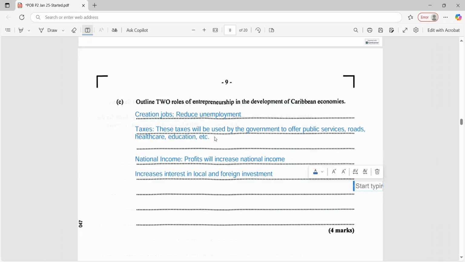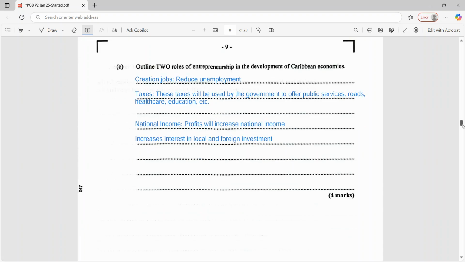National income will increase, and we know that the profits that the companies make increase the national income, and it also increases interest in local and foreign investment. So persons will want to invest in the country. All right.